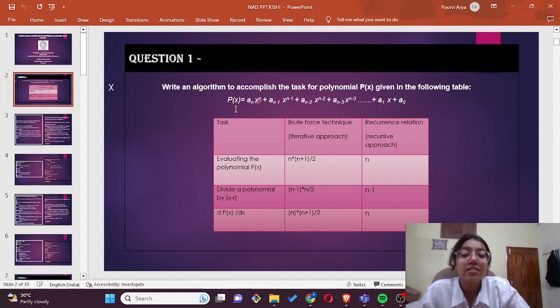The polynomial given here is an x to the power n plus an minus 1 x to the power n minus 1 plus an minus 2 x to the power n minus 2 plus an minus 3 x to the power n minus 3 and so on. It goes till a1x plus a0. So let's see first the evaluating the polynomial.